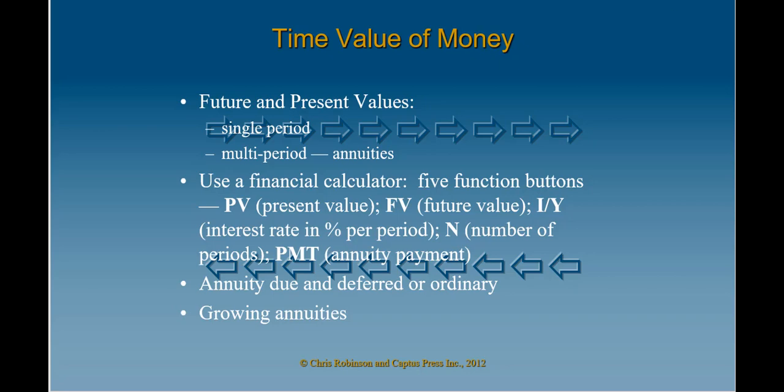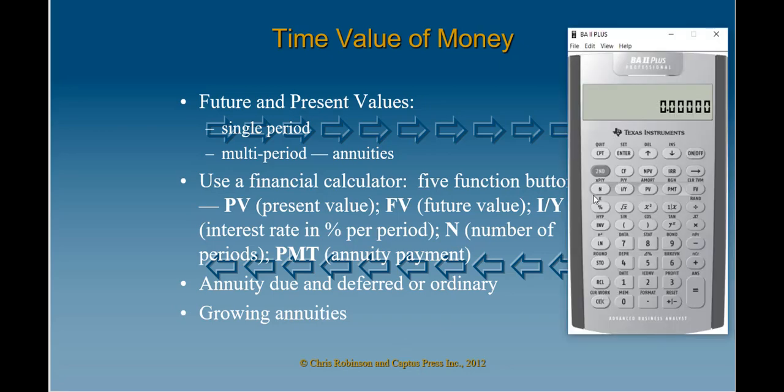There are 5 function buttons across here. N, the number of periods. I/Y is the discount rate. PV is present value. PMT is payment. And FV is future value. So we're going to learn how to use the financial calculator.